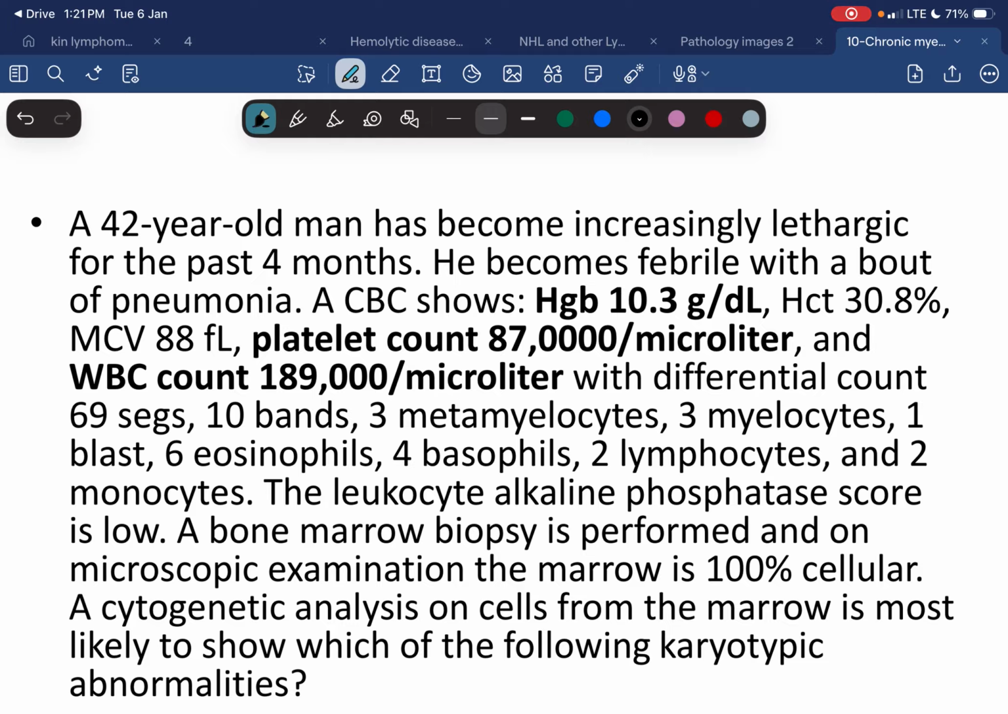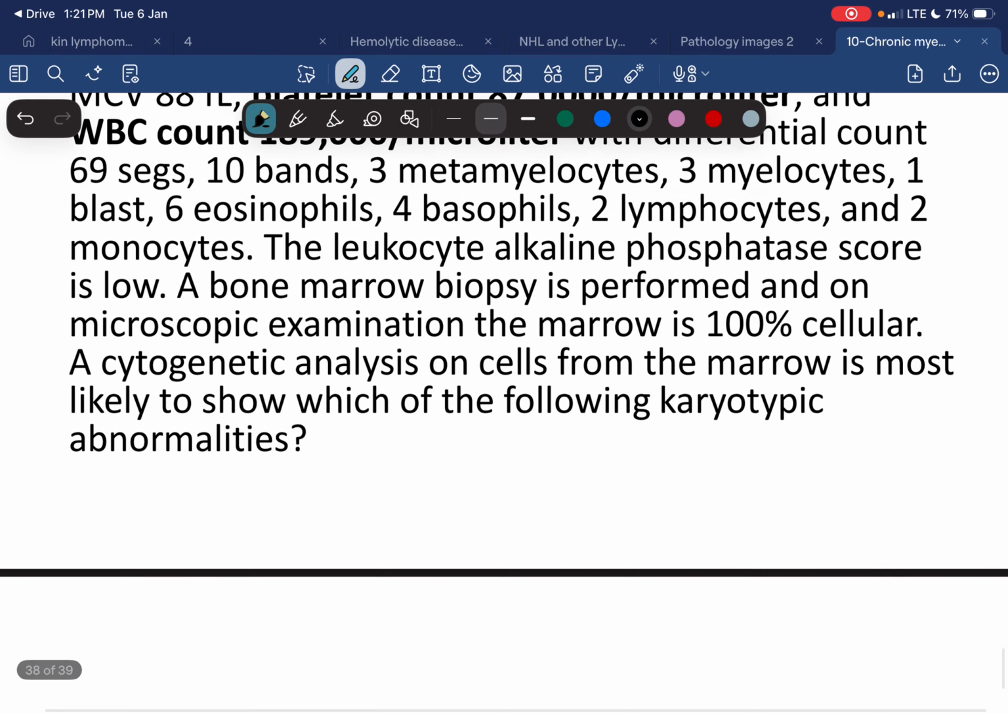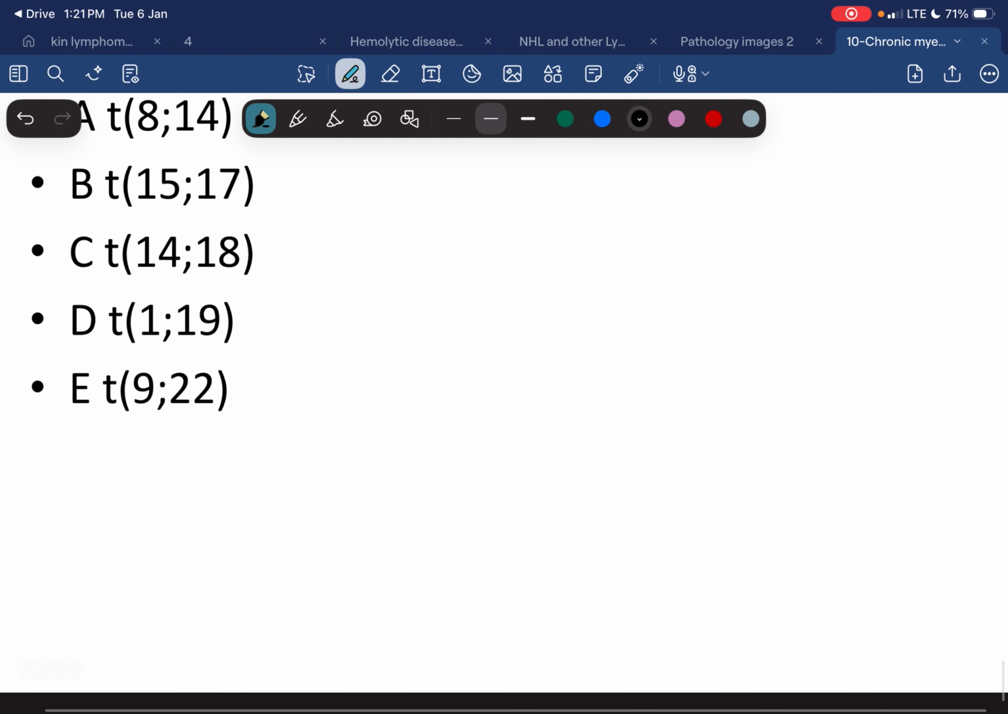Leukocyte alkaline phosphatase. Okay, what cytogenetic or karyotypic abnormality is seen in such a patient? It is the Philadelphia chromosome in CML, translocation 9;22.